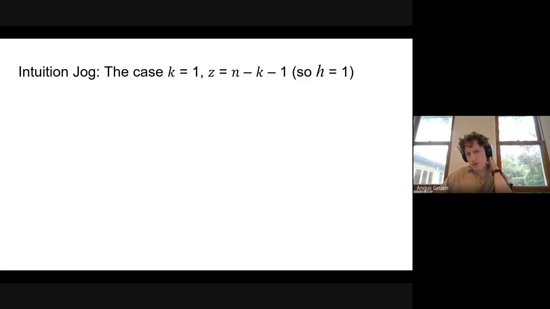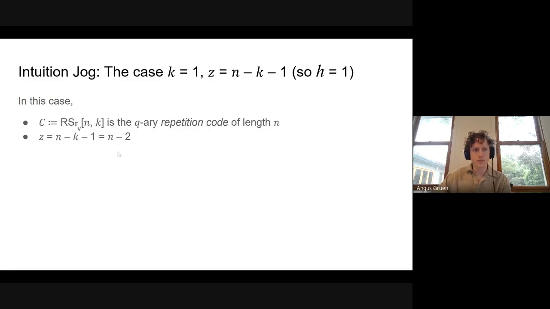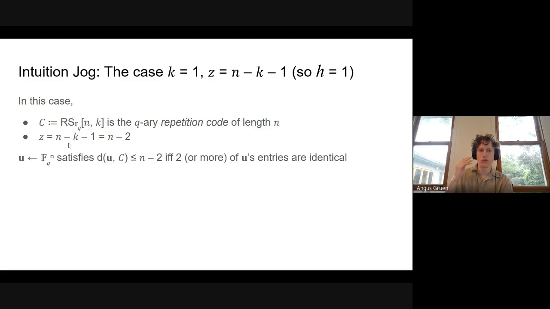And so we can take two limits. We can set k equals 1, and we can also set our shortfall h to be 1. Now, what does it mean for something to be n minus 2 away? It asks: what's the probability that 2 of u's entries are identical? And this is actually a restatement of a reasonably famous problem. This is exactly the birthday paradox.